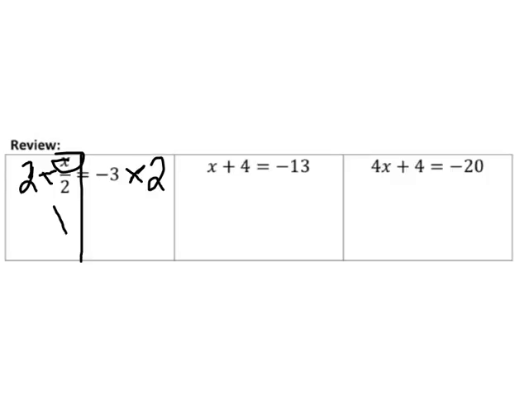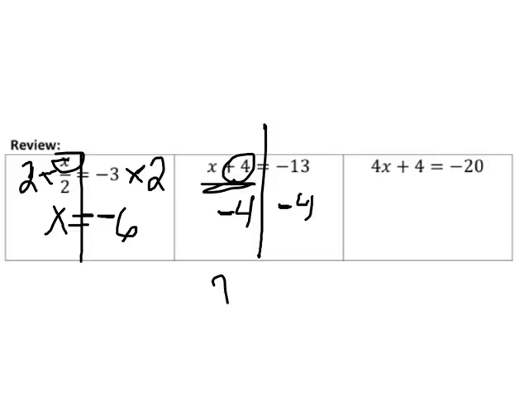On the left side of the equation, I undid my division, so I'm just left with x. And on the right, I'm left with -3 times 2, which is -6. The second one, how do we get x by itself? We need to undo that addition, so we can subtract 4 on both sides. I'm left with x equals -13 minus 4. Use a calculator if you need to. It'll give you -17.